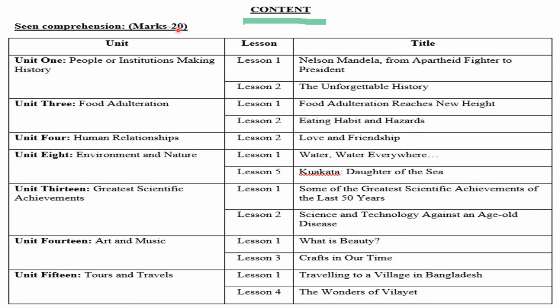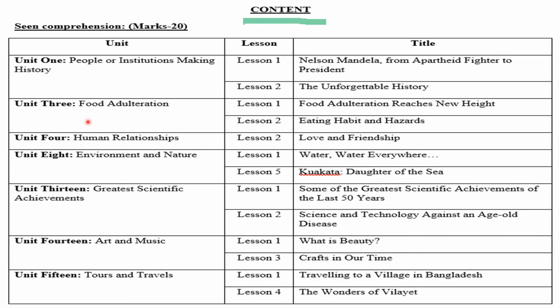The questions may be short questions, true false questions, open-ended questions, multiple choice questions, and summarization. These are some common questions of scene comprehension, and you have to answer all of them, and marks will be 20. Look at unit 1, people or institution making history. There are two lessons from unit 1. In lesson 1, you have to study Nelson Mandela from apartheid fighter to president, and in lesson 2, you have to study the unforgettable history.